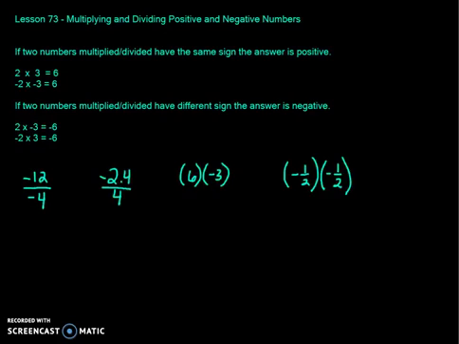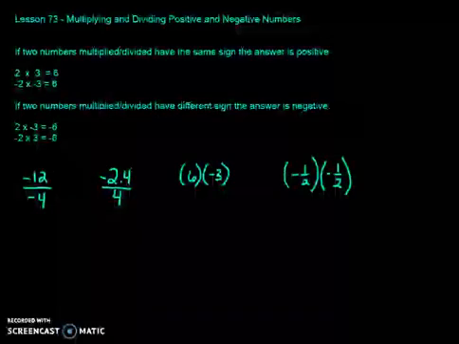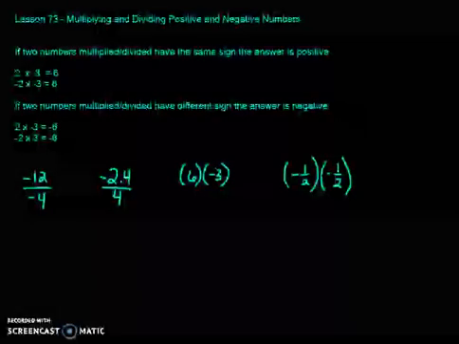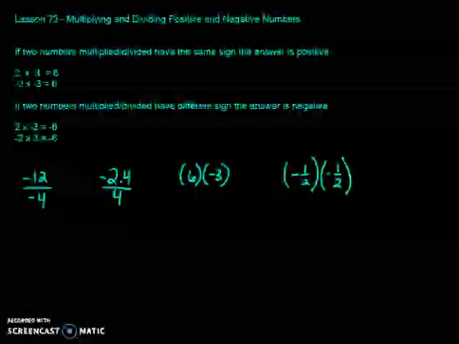Today we're on lesson 73, multiplying and dividing positive and negative numbers. This is a very easy concept to remember. Make sure that you do not confuse this with adding and subtracting. This does not have anything to do with adding and subtracting, only multiplying and dividing. A lot of people get that confused. So let's look at this first thing.